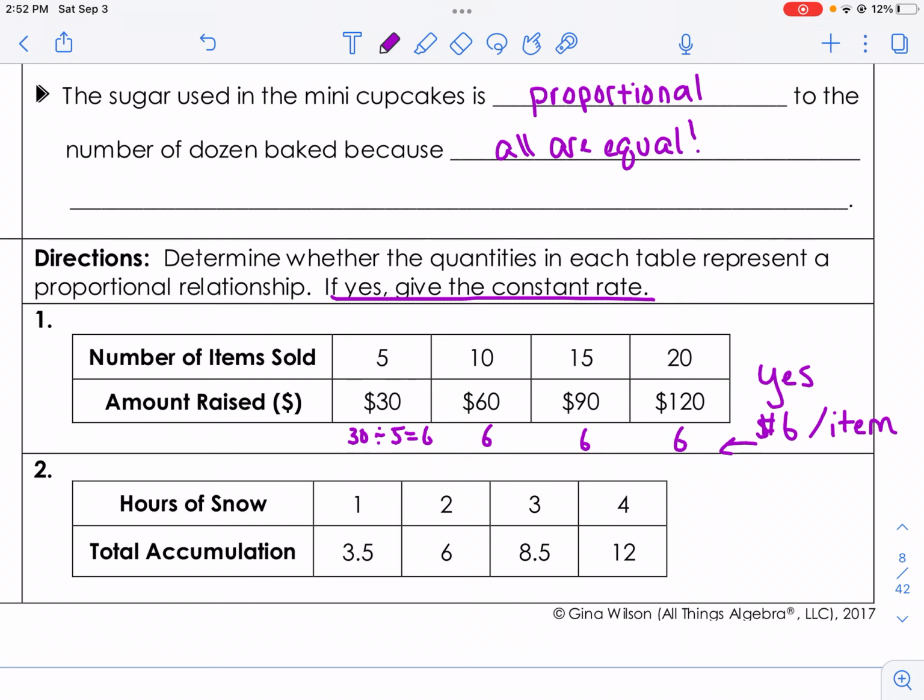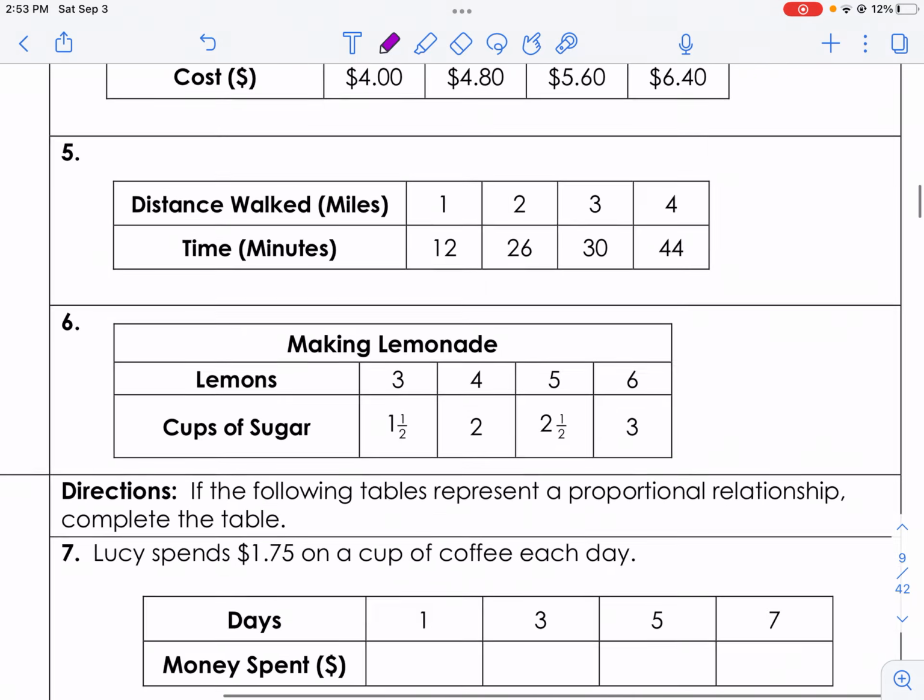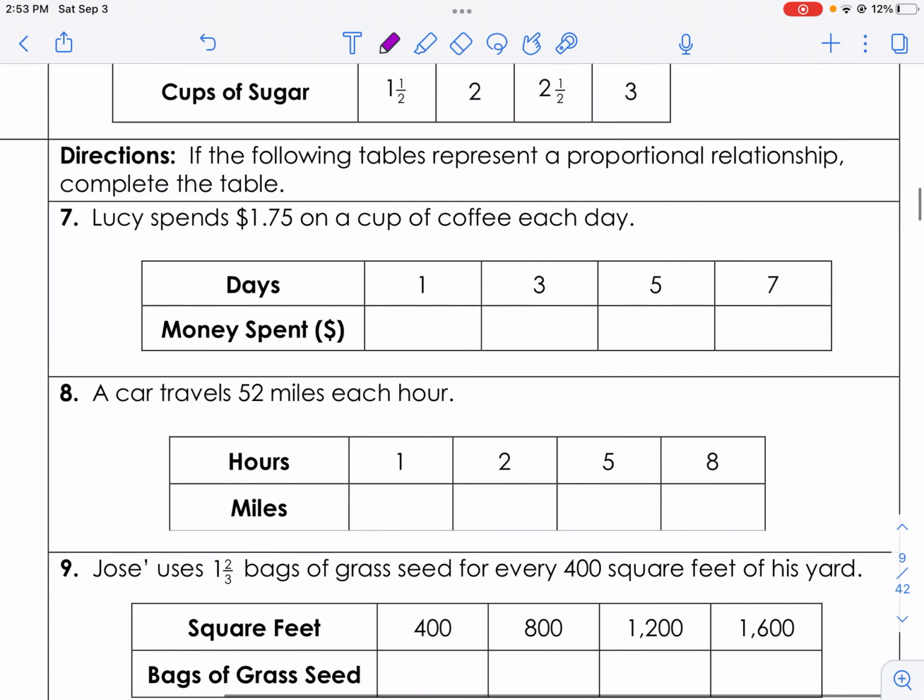So that constant rate is the thing that we're looking for that repeats. And if the answer is no, which this one, if you divide, you'll find out the answer is no, there is no constant rate. So there's no other thing to write there. Okay? So let's look a little bit down below so we don't spend too long on this video.